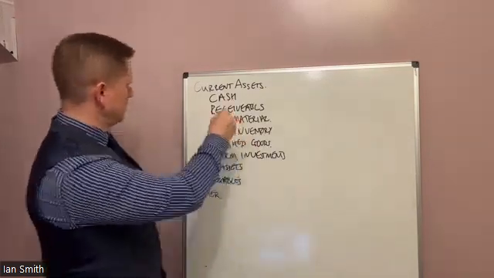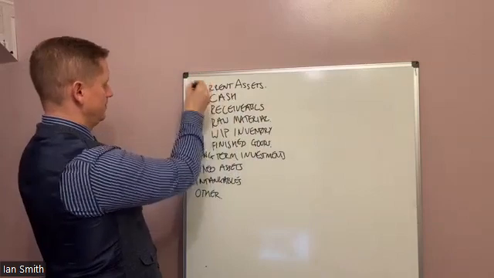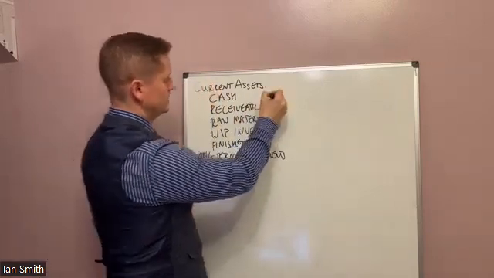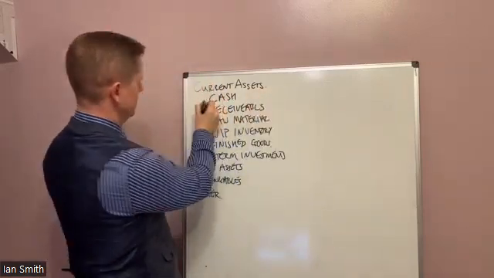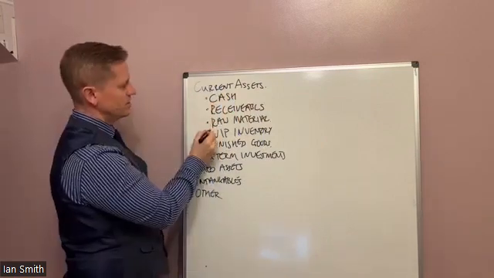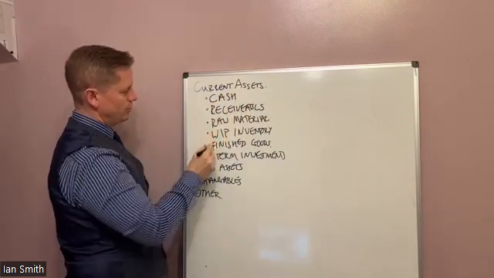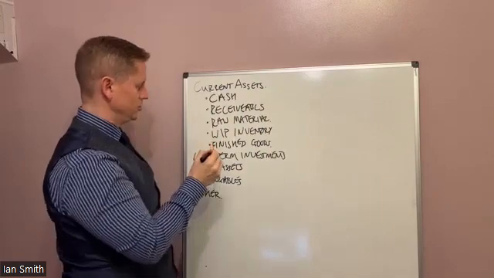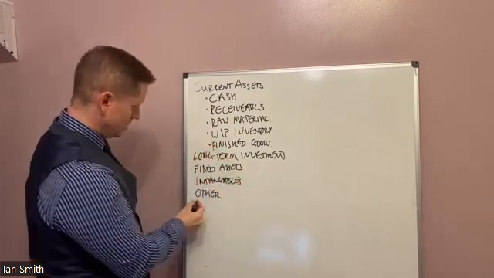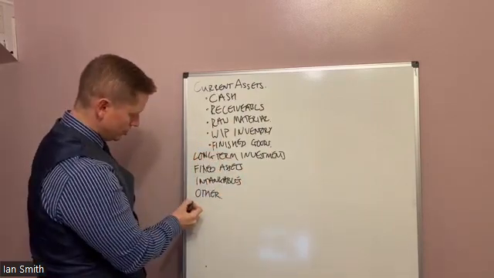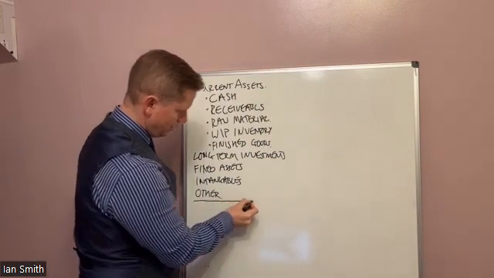So these would be your total current assets: cash, receivables, raw materials, inventory, work in progress inventory, and finished goods. Okay, so those are the total assets of the business.